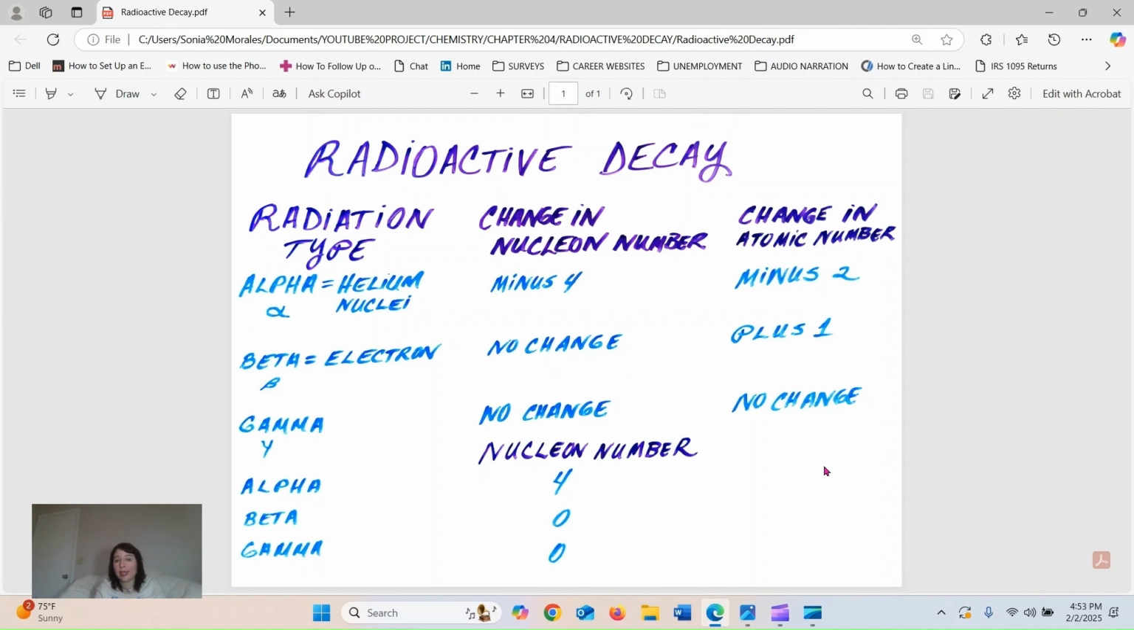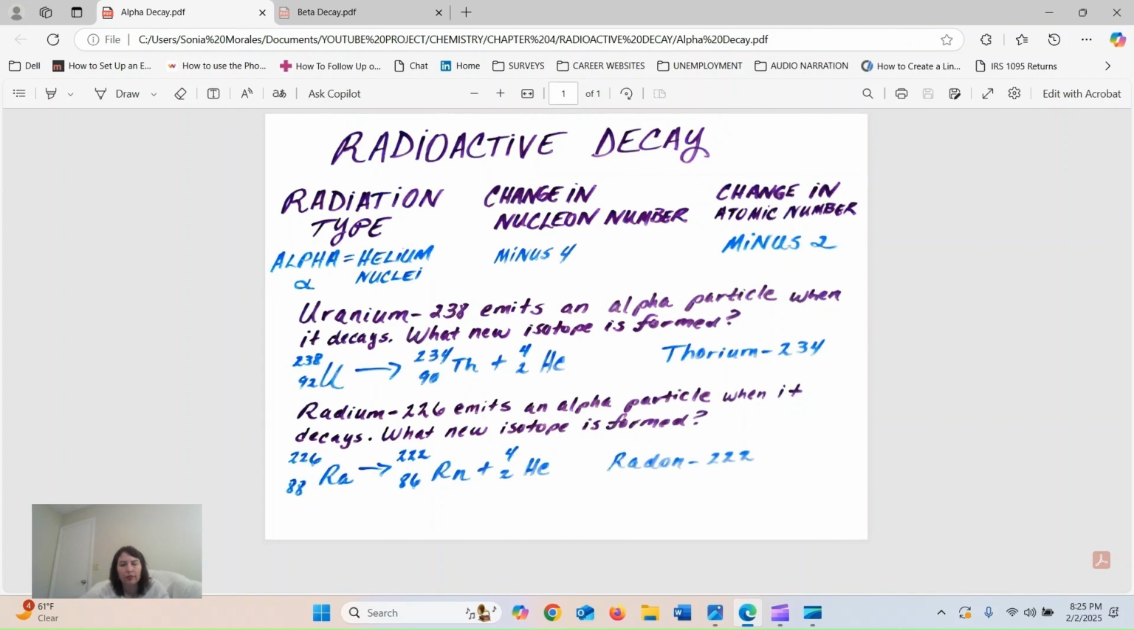So this may not make any sense to you right now, but once we start doing some problems, it will make more sense how to apply all of this information. Now I'm going to go over some problems on radioactive decay. So let's start off with alpha decay. And here's a chart that I included on alpha decay, and we've already discussed this. So let's start off with the first problem.